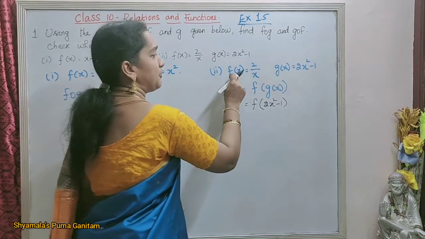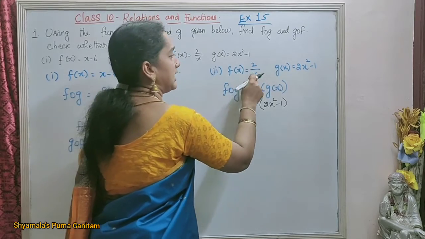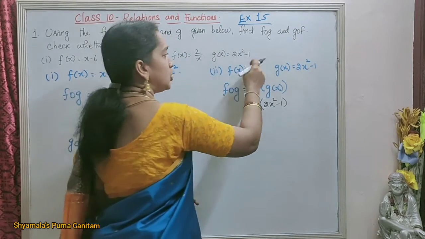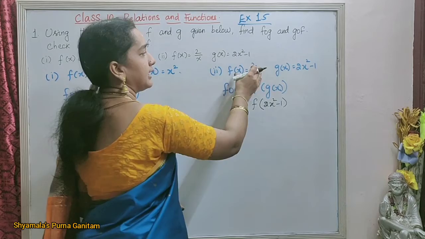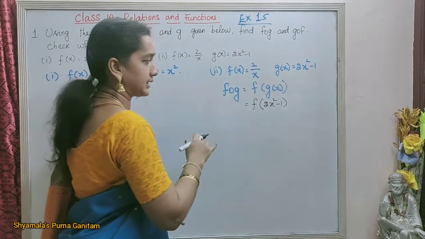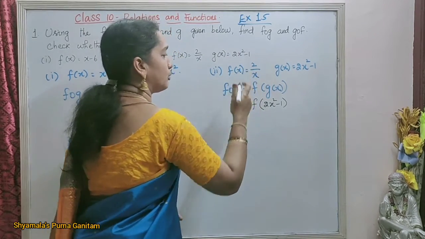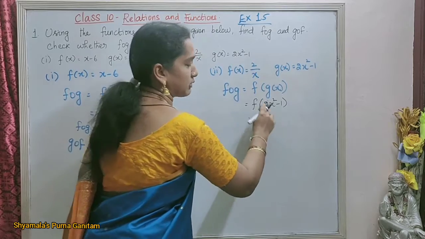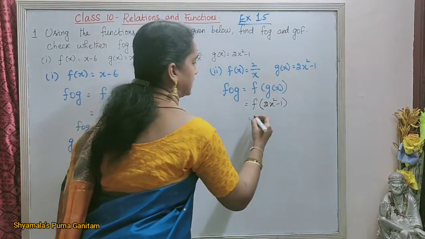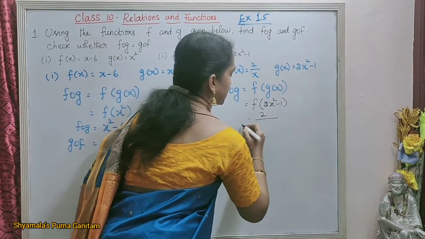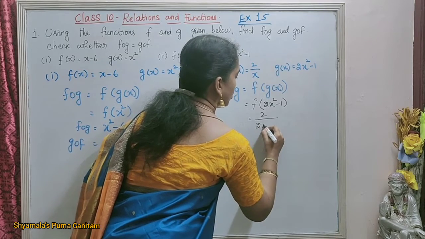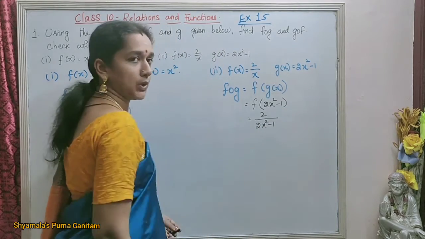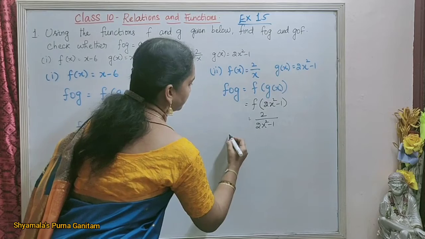Okay, so if f of x is there, that x will be in the denominator. In the numerator, 2 is there. Like that, it is defined 2 by x. If x is there, it is 2 by x. So instead of x, we are having 2x squared minus 1. So f of g is 2 by 2x squared minus 1. So this is f of g.